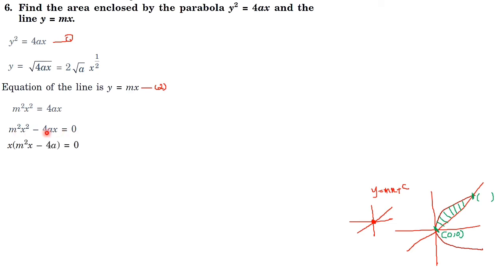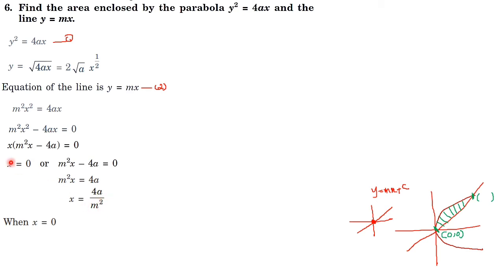That is better. Then m square x square, take this one to the left side, minus 4ax equal to 0. In these two terms, x is common when we take it out. Here m square x remains, and minus 4a remains, so x into (m square x minus 4a) equal to 0. The product is 0 means each individual term we can equate with 0: x is equal to 0, or m square x minus 4a equal to 0. From here, m square x equal to 4a, the minus 4a comes to the right side as plus 4a. So x is equal to 4a by m square. So we have got two different values of x: x is 0 and x is equal to 4a by m square.